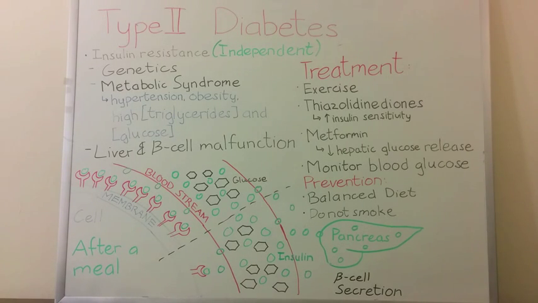Now on to prevention. Type 2 diabetes can easily be prevented with a balanced diet and exercise. A diet not too high in carbohydrates or sugars and fats. Another key one is to not smoke. Carcinogens in smoke can cause cellular malfunction, in this case, beta cell malfunctions or genetic malfunctions or mutations.